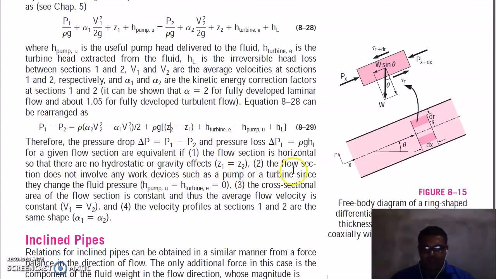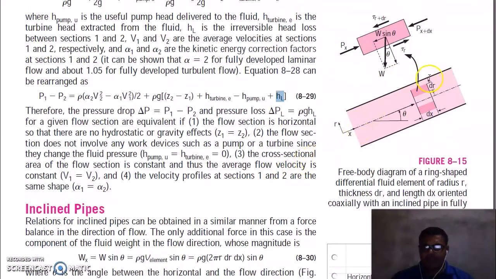Z1 and Z2 are equal, and the flow section does not involve any work device such as a pump or turbine, so don't include a pump or turbine, because a turbine or pump will change the pressure of the fluid. The cross-section area of the flow section is constant, and thus the average flow velocity is constant, meaning V1 and V2 are equal if the cross-section area is constant. The velocity profiles at sections 1 and 2 are the same shape, meaning alpha 1 and alpha 2 are the same. Then in that case your pressure drop will become equal to head loss, the same as in the case of a horizontal pipe.